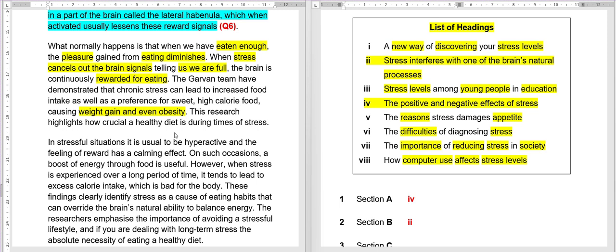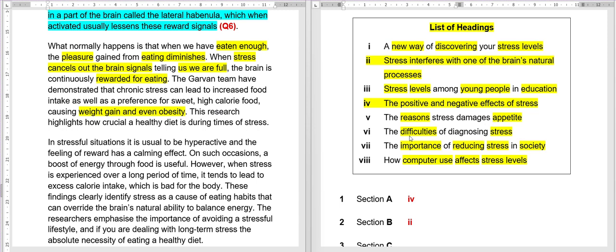So time's up. So do you want to change the answer or not? No, that's right. If you don't want to change, because if we talk about the first option, a new way of discovering your stress level, there is no mention of discovering a new way, development of a new way. There is no mention of young people education. There is no mention of stress damages appetite. So here they are saying it increases appetite, not damages. So this can be our answer.